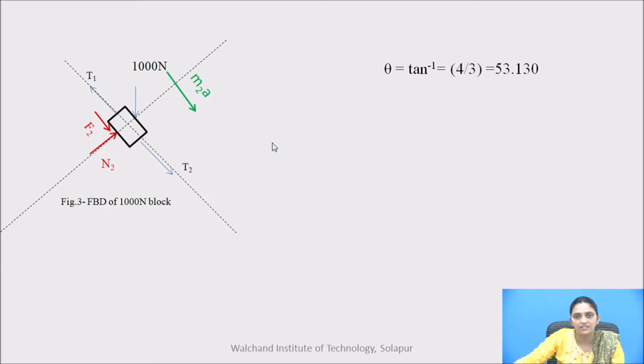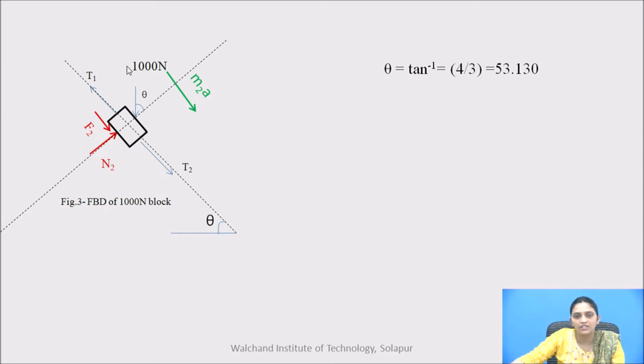So the slope of this line is given in the numerical itself, it is 4/3. So theta is tan inverse of 4/3, it is 53.13 degrees. Now this plane is making theta with horizontal. So this perpendicular to the plane, that is the y axis, will make theta with vertical. So that angle will be theta.